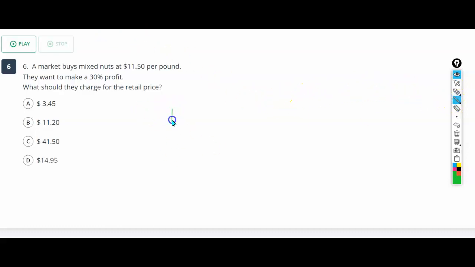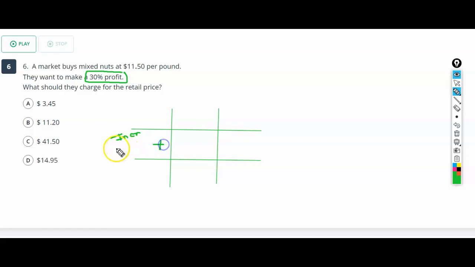Okay, we're going to begin by making our proportion box. Look to see in the problem if you can see if it's an increase or a decrease, or if it's just a total. If we look carefully, they're talking about a 30% profit. That is an increase. That means we're going to be adding. A profit means how much money will I make?